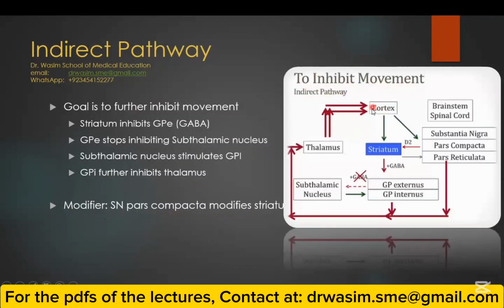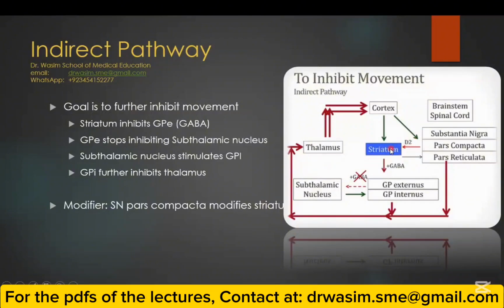So what will happen? The cortex will stimulate the striatum, so it will inhibit the globus pallidus externus via GABA, and there will be no inhibition of the subthalamic nucleus. When there is no inhibition of the subthalamic nucleus, the globus pallidus internus will be activated, and hence the thalamus will be further inhibited, as represented by these bold arrows. Modifier. What is the modifier? The pars compacta activates the striatum via D2.